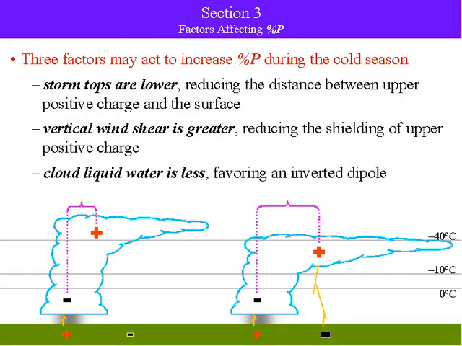And remember the three primary reasons that we gave for the cold season convection to have a higher positive cloud-to-ground flash count. Reason number one, the storm tops are lower, so the anvils are closer to the ground. Number two, vertical wind shear is greater, so these positive charges can advect a lot further downwind. And finally, cloud liquid water is less, which favors the inverted charge structure that we talked about in Lightning Met 1.